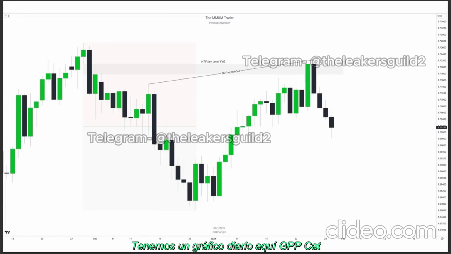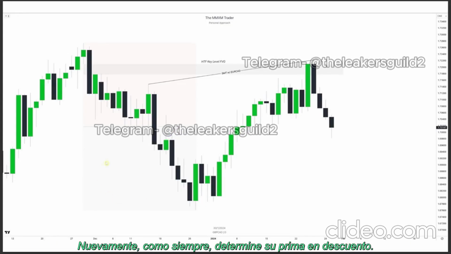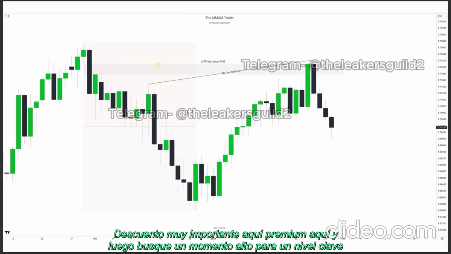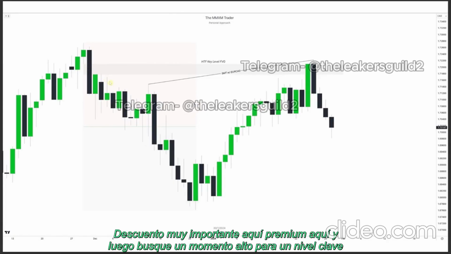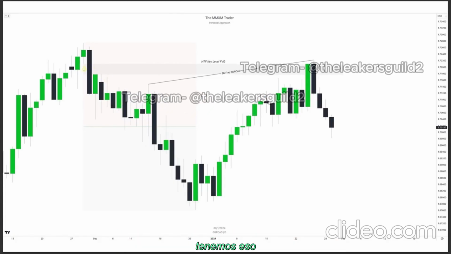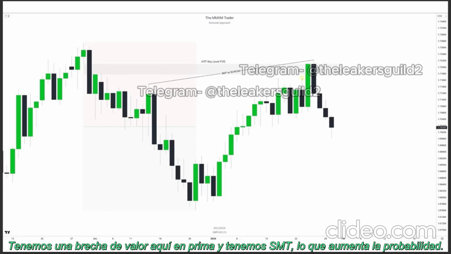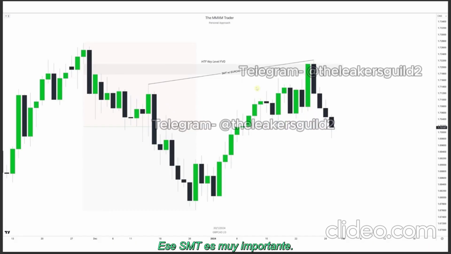So we've got a daily chart over here, GBP-CAD. Again, as always, map out your premium and discount. Very important. Discount over here, premium over here, and then look for a high time frame key level. We've got that fair value gap over here in premium, and we have SMT making it higher probability, right? That SMT is very important.